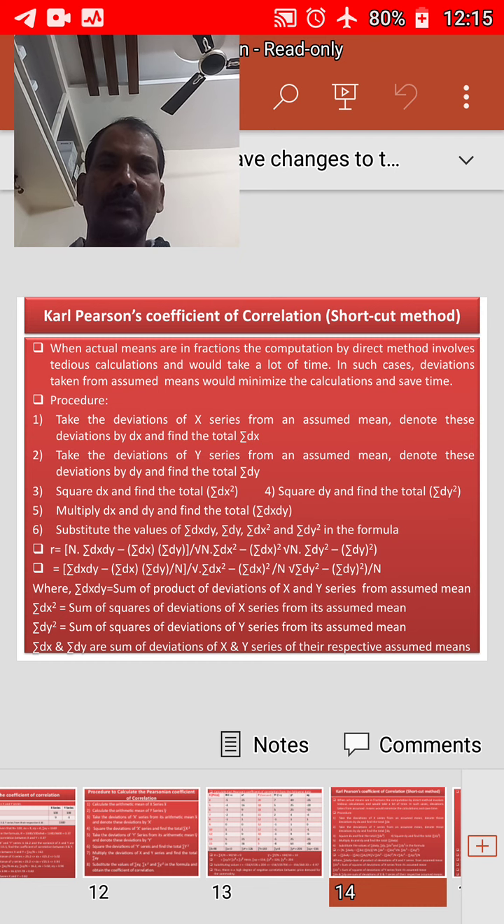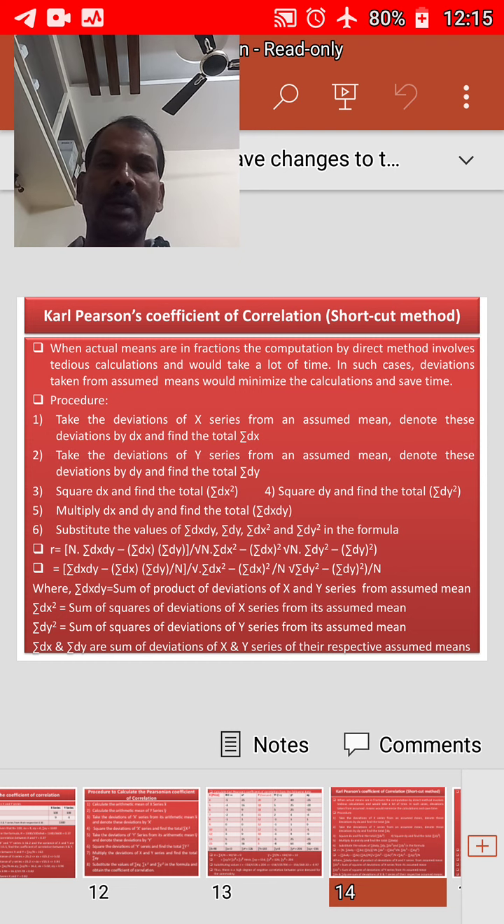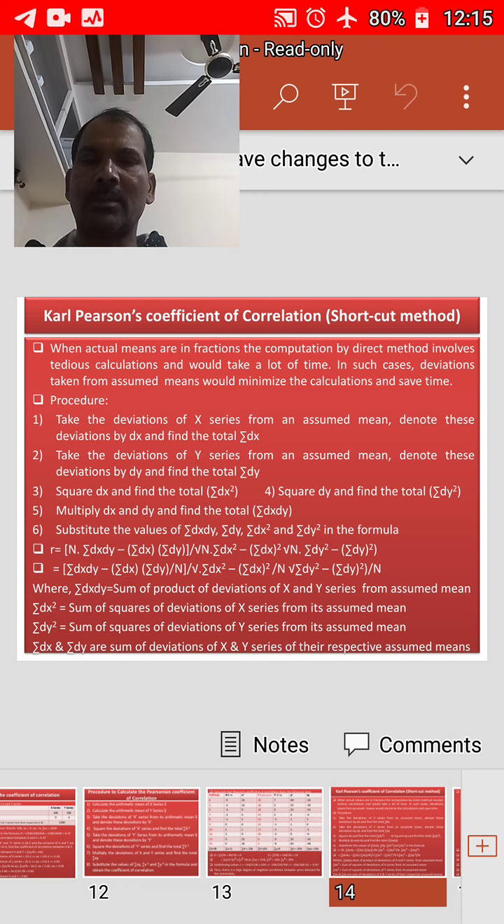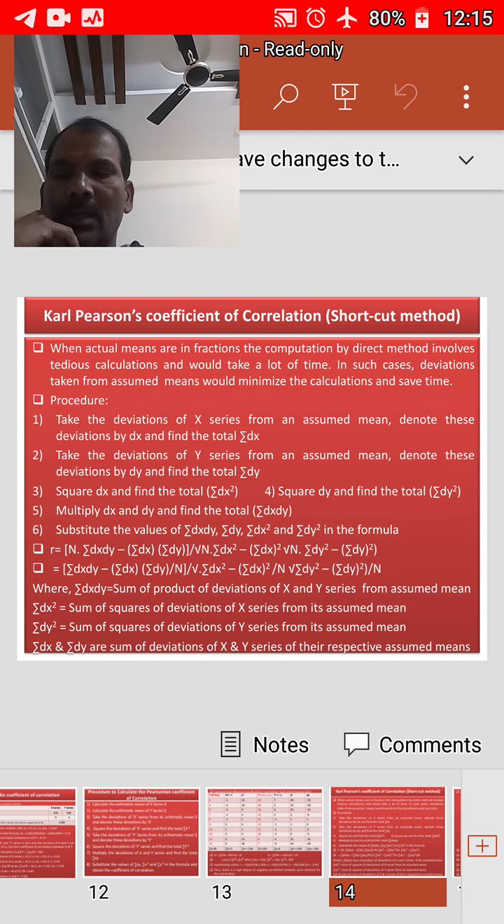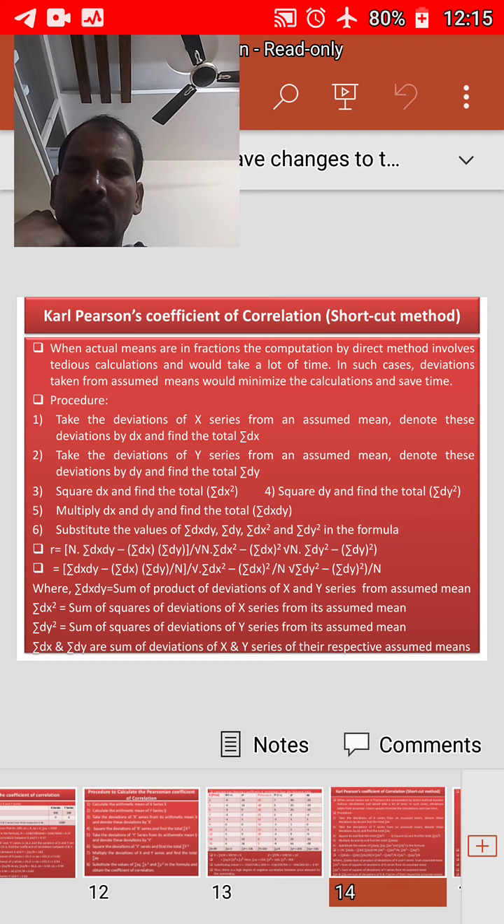Sixth, substitute the values of sigma dx dy, sigma dx square and sigma dy square in the formula, and you will get r is equal to n sigma dx into dy minus sigma dx into sigma dy, by under root n sigma dx square minus sigma dx whole square, into n sigma dy square minus sigma dy whole square. This can be reframed as sigma dx into dy minus sigma dx into sigma dy by n, by under root sigma dx square minus sigma dx whole square by n, into under root sigma dy square minus sigma dy whole square by n.